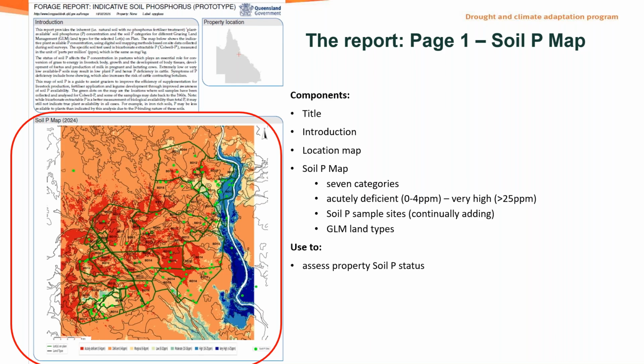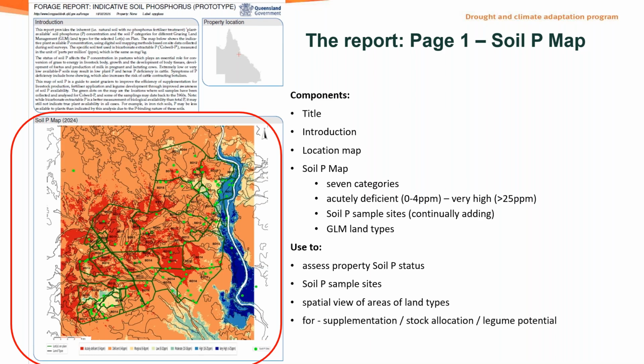Now, how do we use this? The best use is to find exactly what your soil P status is, because from that large map you won't be able to focus in, you won't really be able to get that full map and drill into your location and find it on your area and get around to the paddocks. You can see where the soil sample sites are, if there have been any work on your place, or where you might like to take some samples. It's a spatial view of areas of land types. This is for supplementation, as Jim's related, for stock allocation, and legume potential.